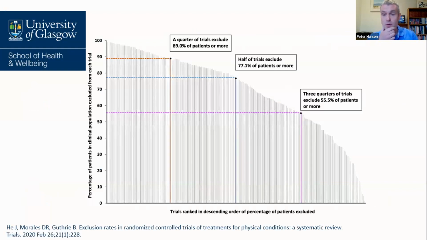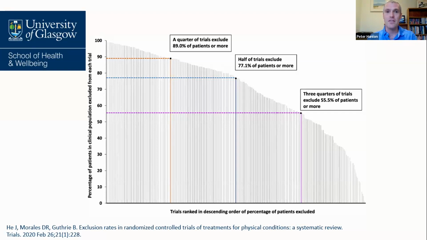This is some really nice work by Bruce Guthrie and his team, where they looked at the inclusion and exclusion criteria of trials across a range of conditions and showed that most people with a condition would be excluded from most trials for that condition. Now this applies to individual trials. There's a broader question about whether the evidence base, when you put the trials together, covers more or less of the population. But there is a problem that trials are restrictive.